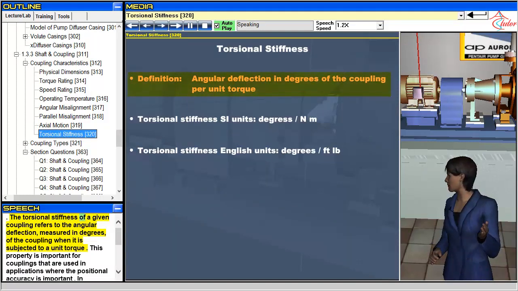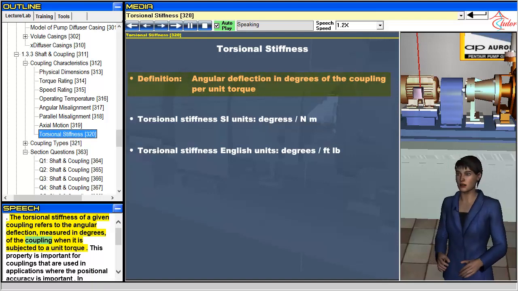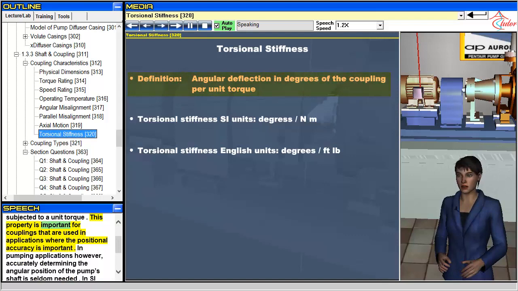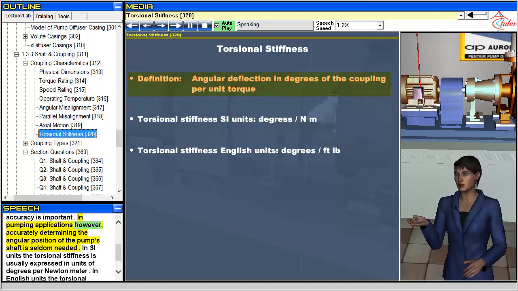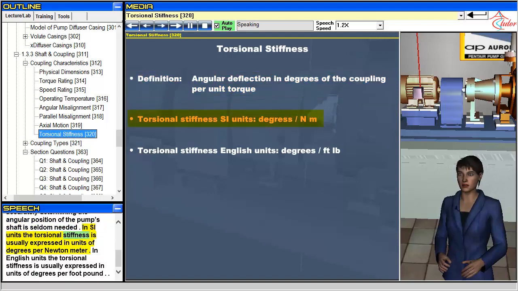The torsional stiffness of a given coupling refers to the angular deflection, measured in degrees, of the coupling when it is subjected to a unit torque. This property is important for couplings that are used in applications where the positional accuracy is important. In pumping applications, however, accurately determining the angular position of the pump's shaft is seldom needed. In SI units, the torsional stiffness is usually expressed in units of degrees per Newton meter. In English units, the torsional stiffness is usually expressed in units of degrees per foot-pound.